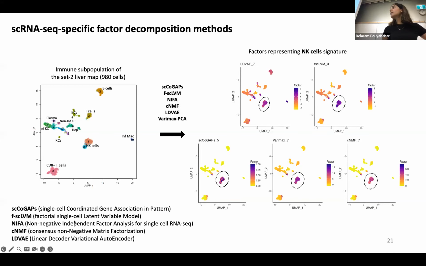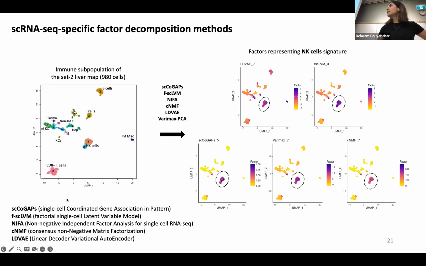CNMF is consensus non-negative matrix factorization. As I was explaining, one shortcoming of NMF is that you don't end up with a unique solution. So each time you run NMF, you might end up with different factors.